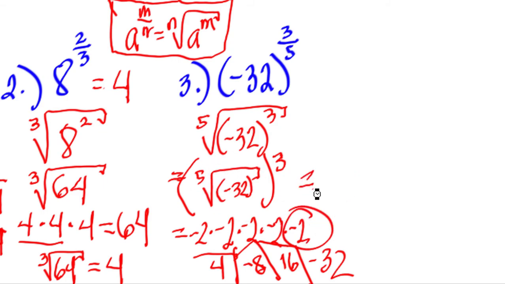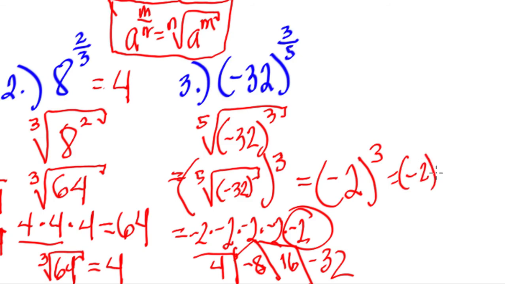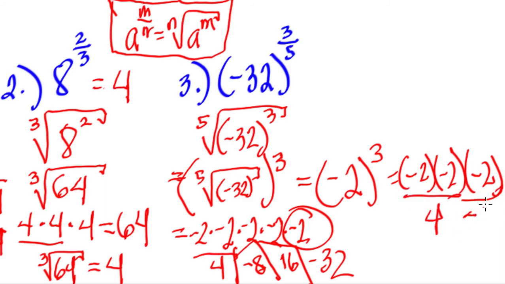So this is going to be equal to negative 2 cubed. Now, what is negative 2 cubed? Multiply the negative 2 three times. So what we have is negative 2 times negative 2 times negative 2. Negative 2 times negative 2 again is positive 4. 4 times negative 2 is going to give us minus 8. So therefore, our answer here is going to be minus 8.